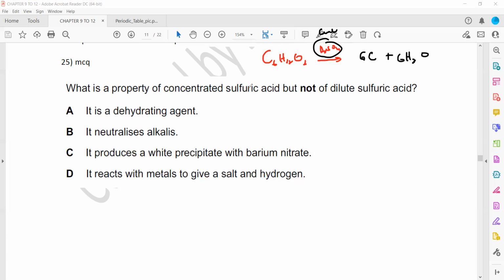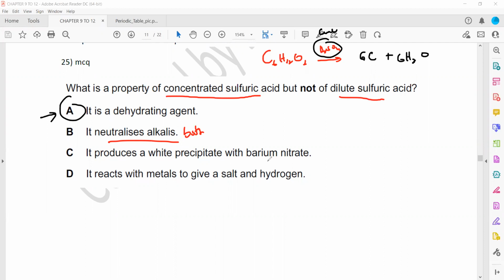Why not dilute sulfuric acid? Because dilute sulfuric acid already has too much water, so it is not useful for removing water. That's why it is always the characteristic of concentrated sulfuric acid. It neutralizes alkalis? No, both dilute and concentrated can neutralize alkali. It's not only for dilute or only for concentrated, it is for both. In the question they're saying which is a property only of concentrated but not of dilute. Both dilute and concentrated sulfuric acid can neutralize an alkali.